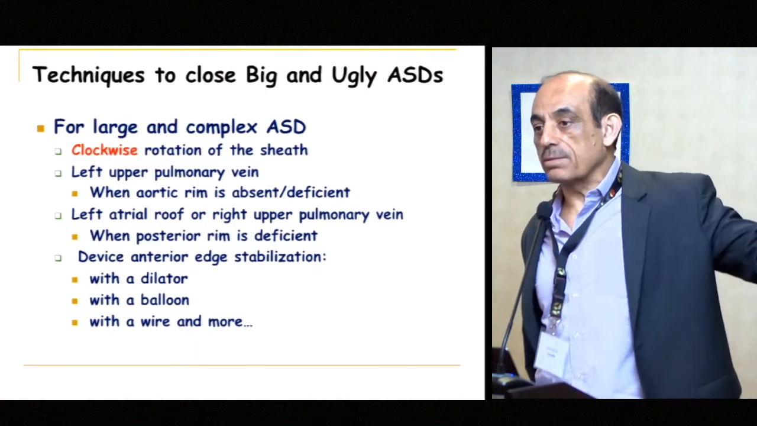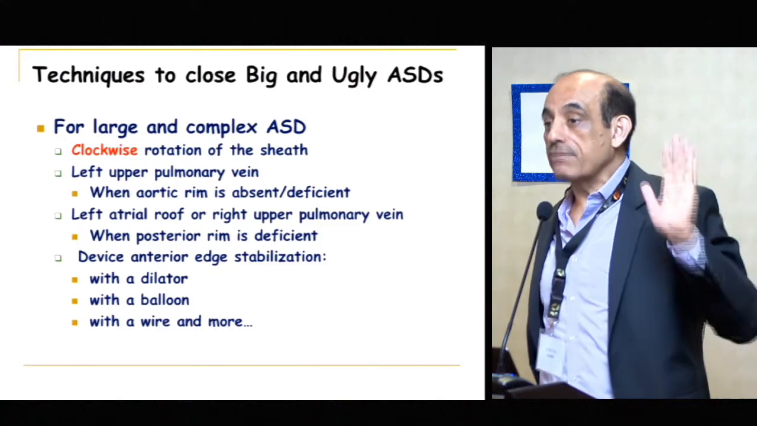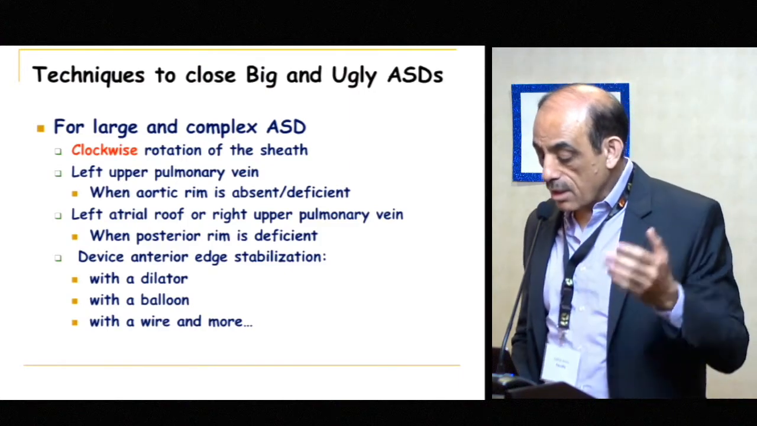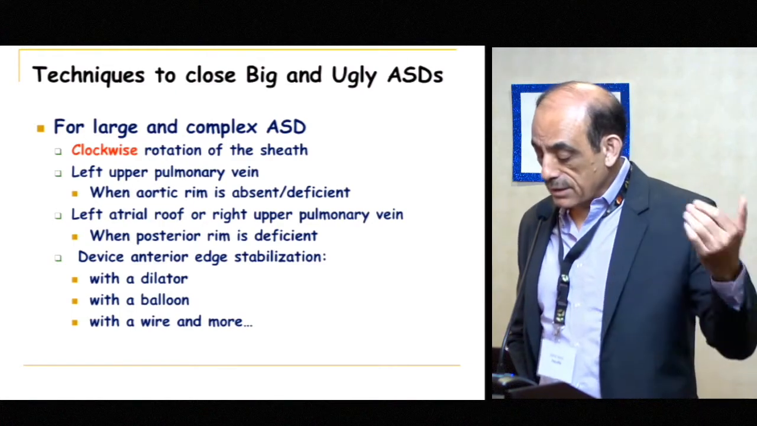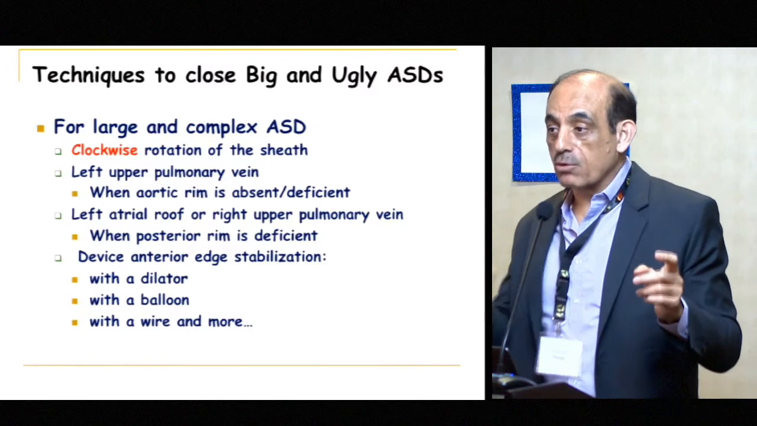So if you're in the left upper pulmonary vein, you're going to come from way behind and slap the septum. So this left disc is going to be parallel to the septum, and guess what? You're going to be able to do it. The roof technique, left atrial roof technique, or the right upper pulmonary vein technique does exactly the same. It's just slightly more clockwise rotation.